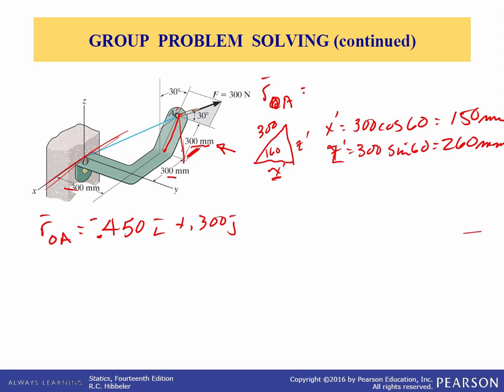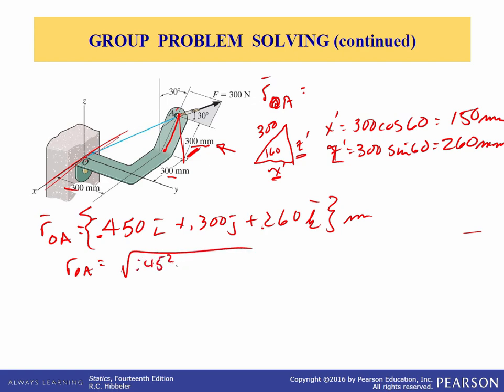And how far in the Z direction? Well, it's just this Z prime right here. So this would be plus 260 in the K, and that, of course, is in meters. This is 0.260. Now the magnitude of R_OA, it's just the square root of 0.45 squared, that's negative, plus 0.3 squared plus 0.26 squared, and that is 0.6.